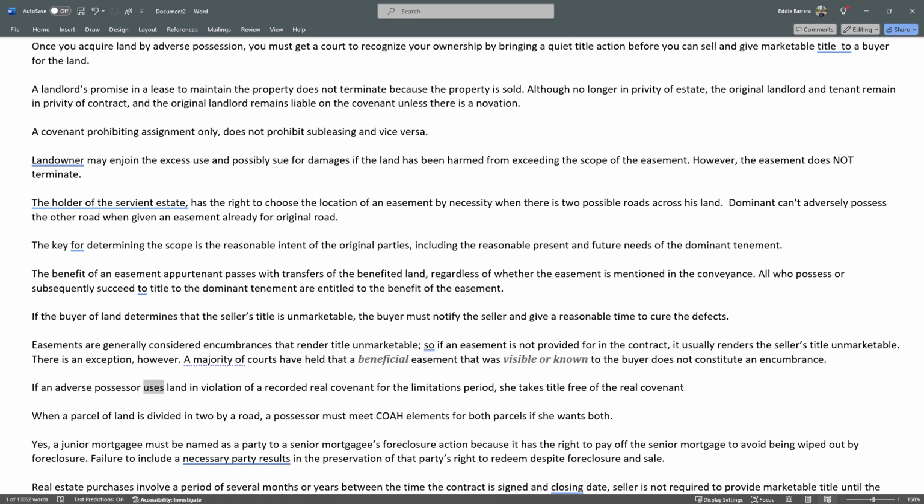If an adverse possessor uses land in violation of a recorded real covenant for the limitations period, she takes title free of the real covenant. When a parcel of land is divided in 2 by a road, a possessor must meet COH elements for both parcels if she wants both.